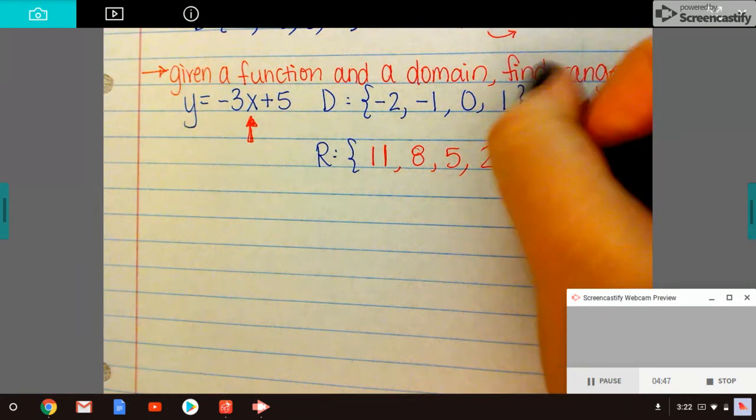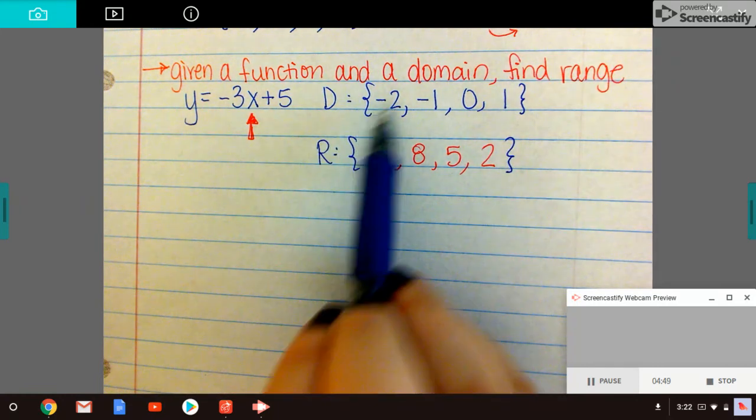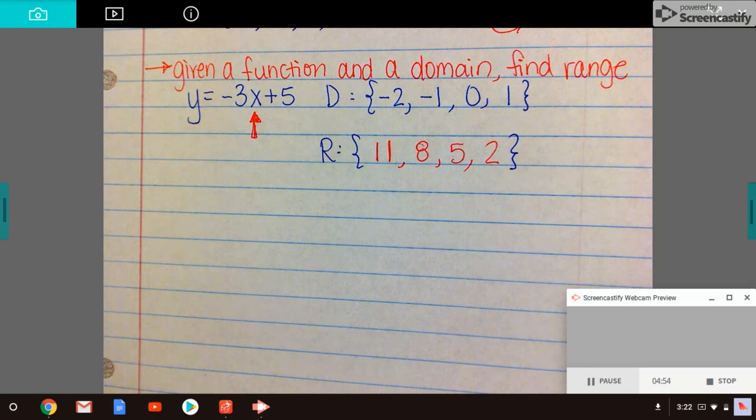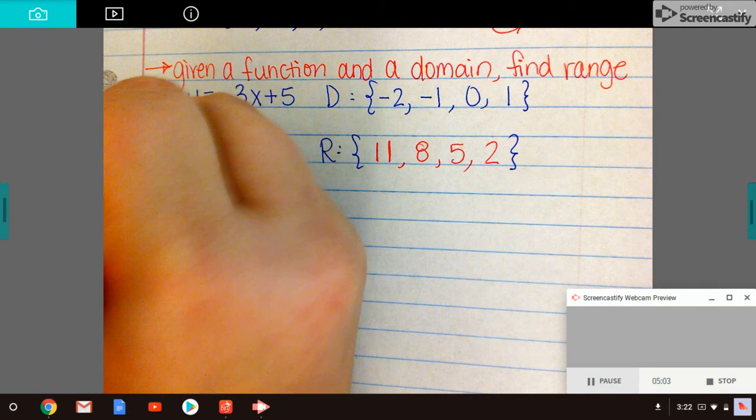So to find the range given a domain, you just have to plug each of these guys in for the x. The mistake I see is that you're plugging it in for the y on accident. So there's those. The last thing I want to talk about in this section other than domain and range is what function notation looks like.